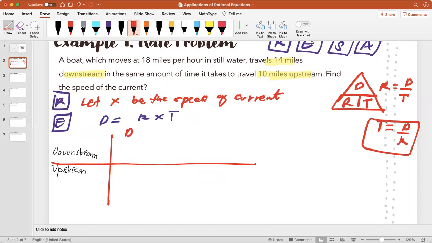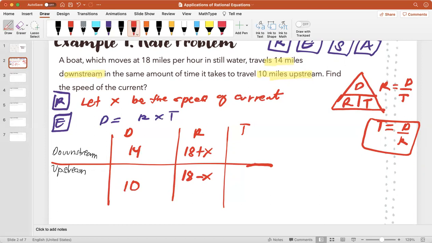So this is the distance, this is your rate, and here's your time. Distance, you have 14, 10. Rate here, it's 18 plus x. Where did we get 18? The rate of the boat in still water. Why did we do plus? Downstream, it's faster, so it's plus x. Slower, 18 minus x. And now your time, based on this formula, is distance over rate.